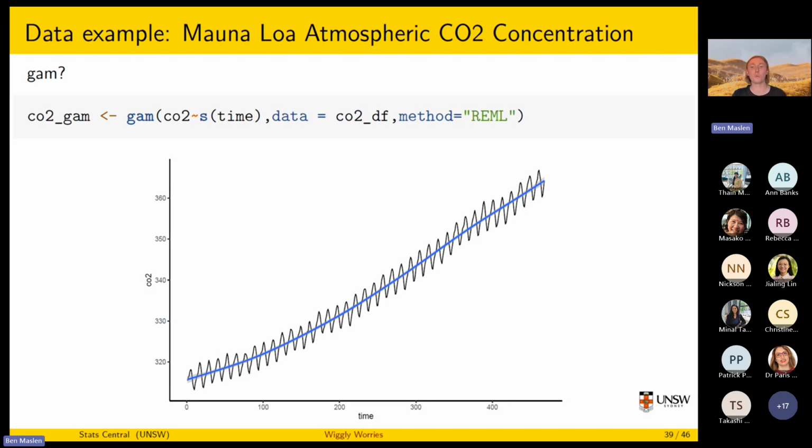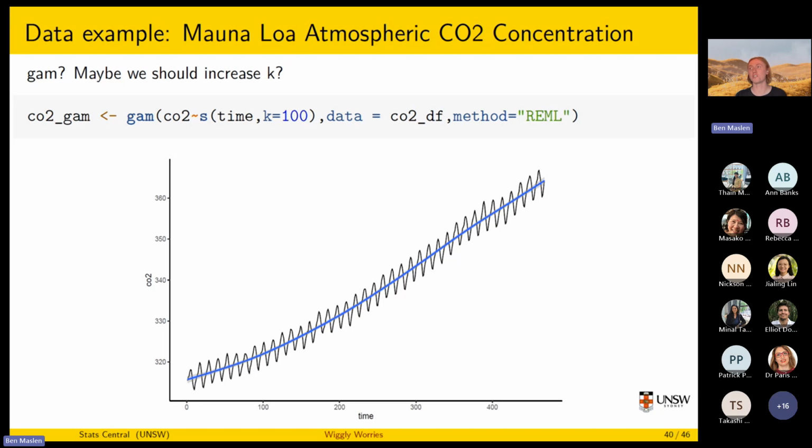So it's not wiggly enough for me at the moment. I want it to be more wiggly. So maybe we should increase k. We're going to set k to 100. And unfortunately, this also doesn't help us. We're still not able to capture this trend. So what else can we do?